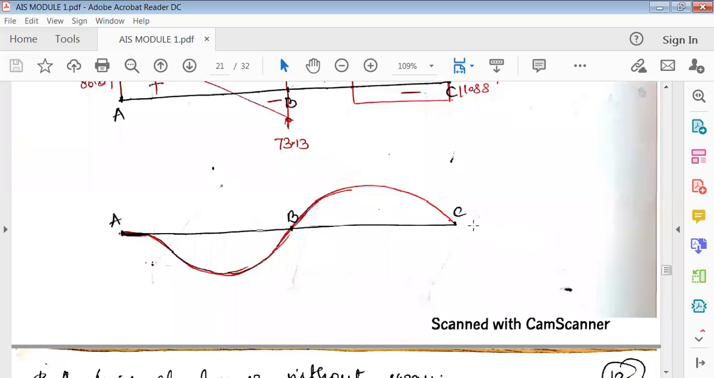Now in case there is one more span, supposing there is one more span here, the beam bends with AB in one direction, then BC in another direction, and again in another direction. If it bends downward, it hogs upward. That is how it happens.